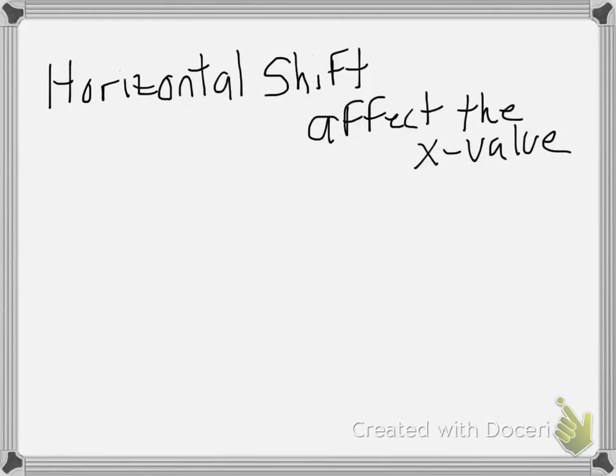Now, horizontal shifts. What will a horizontal shift affect? Horizontal shifts affect the x value. Again, instead of having c units, we're going to replace the c with what you're more familiar with, and we're going to call it h. So a horizontal shift h units to the right would be y equals f of x minus h. And remember, this is to the right.